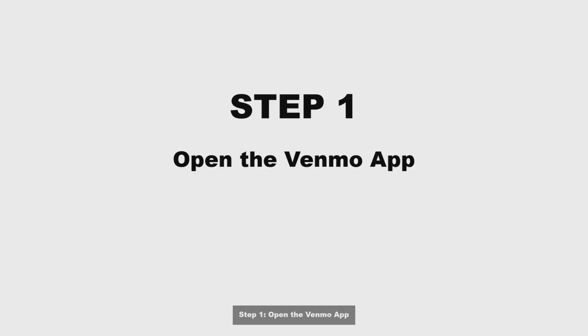Updating your payout destination on Venmo is a straightforward process that ensures you receive your funds in the right account. Follow these steps to make the necessary changes. Step 1. Open the Venmo app. Launch the Venmo app on your mobile device. Make sure you're logged into your account.